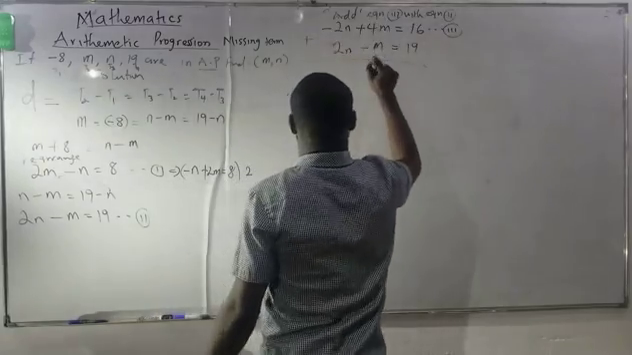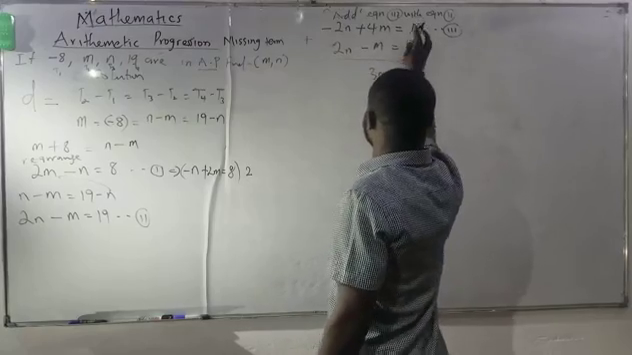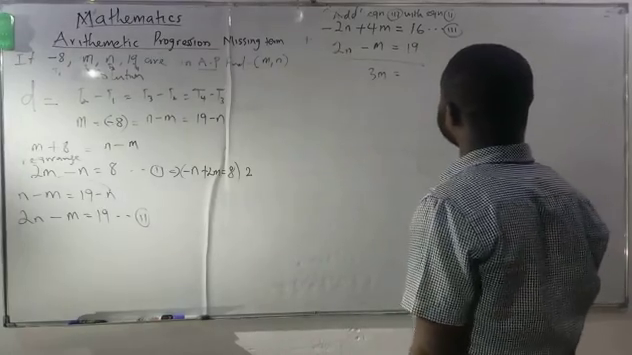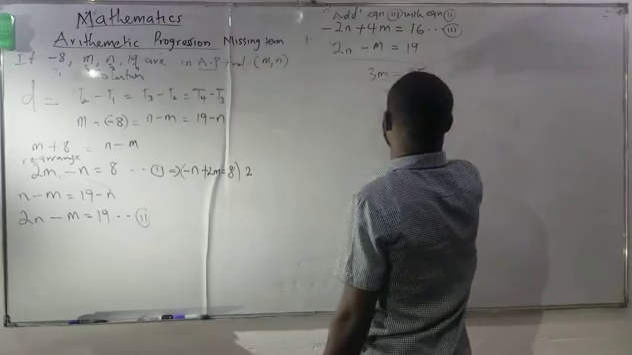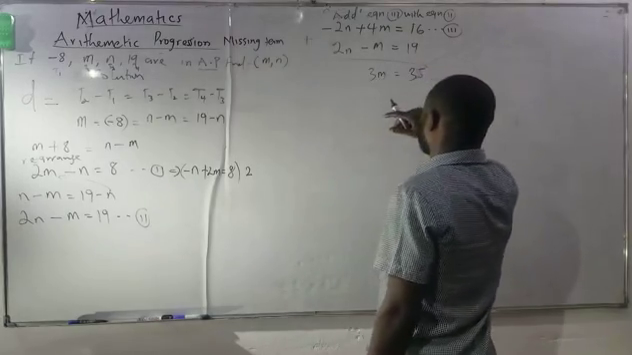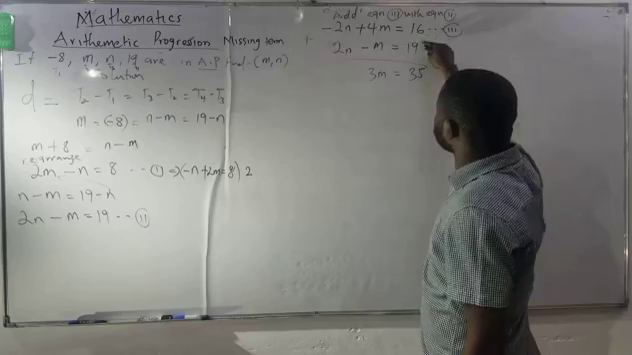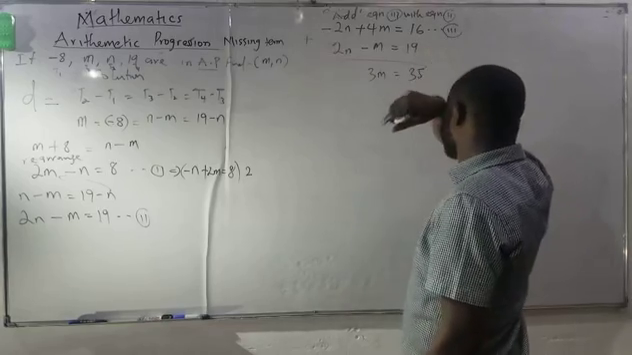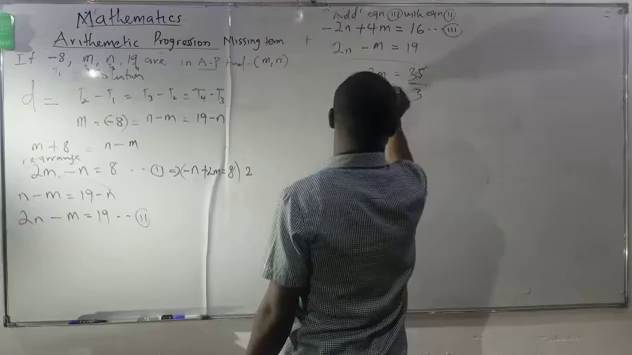Here it will be 3m equals 35. Yes, 35, because this plus this will be 15 plus 19, that'll be 35. Now, divide both sides by 3. This will cancel.